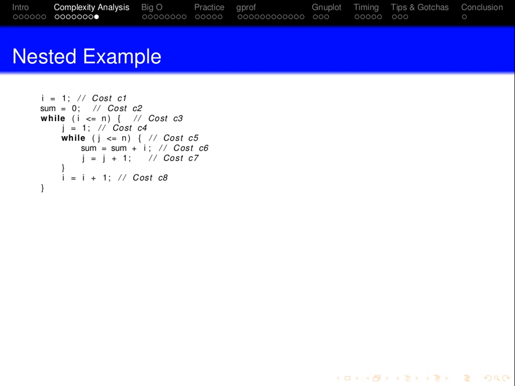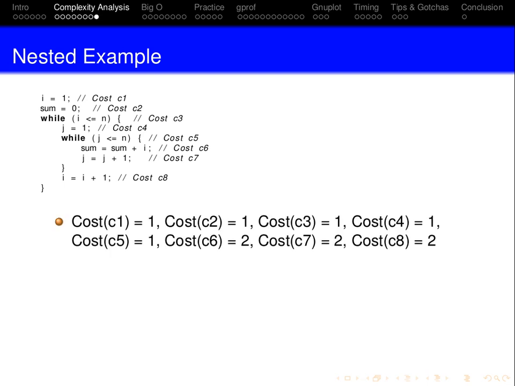All right. Okay, so hopefully the individual costs should be at least somewhat straightforward. C1 is 1, C2 is 1, C3 is 1, C4 is, of course, 1, C5 is of course 1. C6, you have an addition and assignment, so it's 2. C7, addition and assignment, so it's 2. C8's addition and assignment. Okay. Anyone want to take a guess on how we're going to do this? Lots of math.